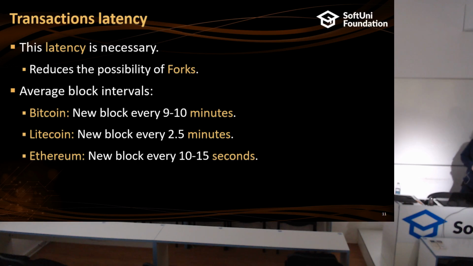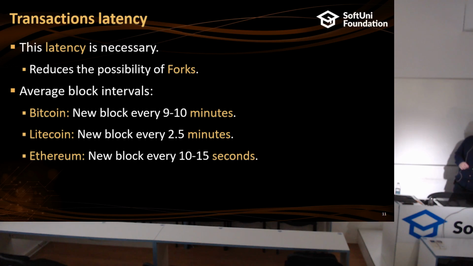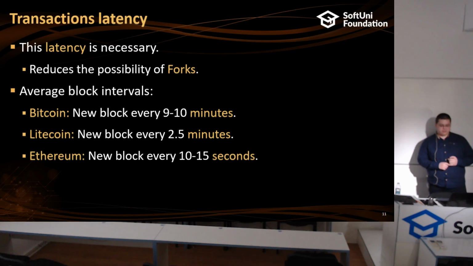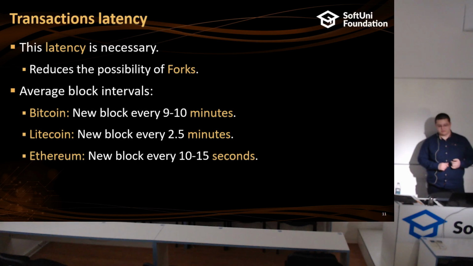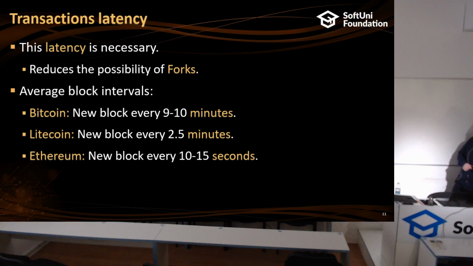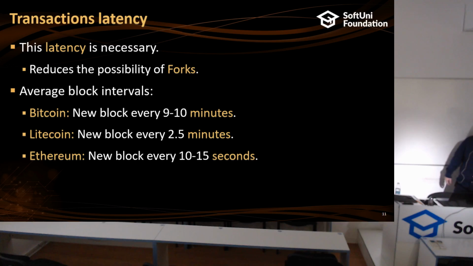So on average, Bitcoin has a block every 9 to 10 minutes. Litecoin has a new block every 2.5 minutes, and Ethereum has a new block every 10 to 50 seconds. And again, probably these times don't mean anything to you, and they're pretty slow. One reason for that is that the actual transactions are not executed every second. Basically, in the previous metric, we were just using transactions per second for measurement, but actually transactions are executed when the block is created. So in Bitcoin, it will take 10 minutes for your transaction to happen. And in reality, this period is even higher.